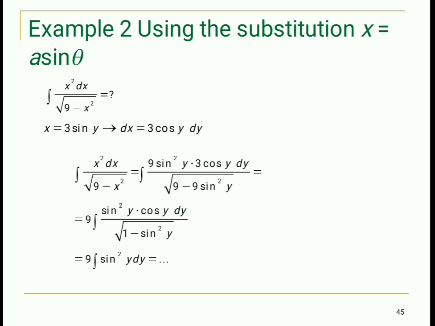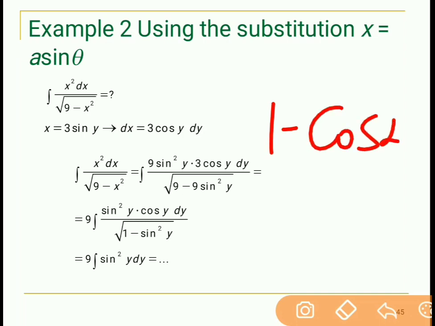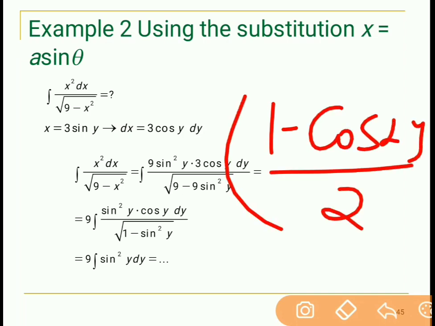Now this sin square y can easily be solved with the formula that sin square y can be written as 1 minus cos 2y divided by 2, and it is very easy to solve the integration of 1 minus cos 2y by 2.